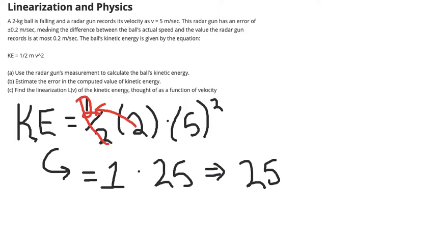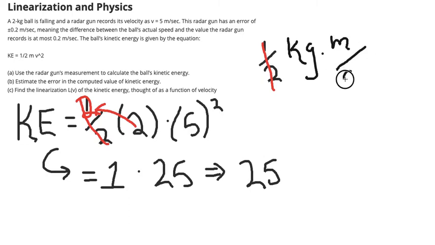Now also remember, since this is physics, we do have to do units as well. So you just want to go ahead and take into consideration what they give us. We know that 1/2 is just the coefficient on the mass, so that's unitless. But we do know that we have kilograms times meters per second.